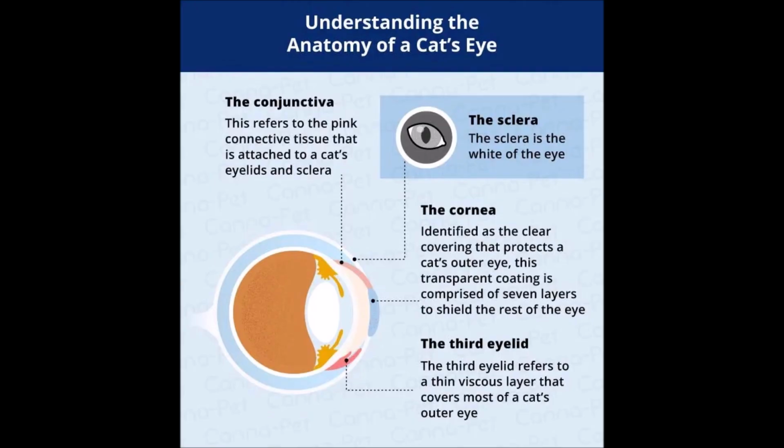Anatomy of a cat's eye. Conjunctiva, pink connective tissue attached to the eyelids and sclera. Sclera, the white part of the eye. Cornea, clear outer covering with 7 protective layers. Third eyelid, thin, viscous layer covering most of the outer eye. These descriptions provide a concise overview of common feline eye conditions and their key features.